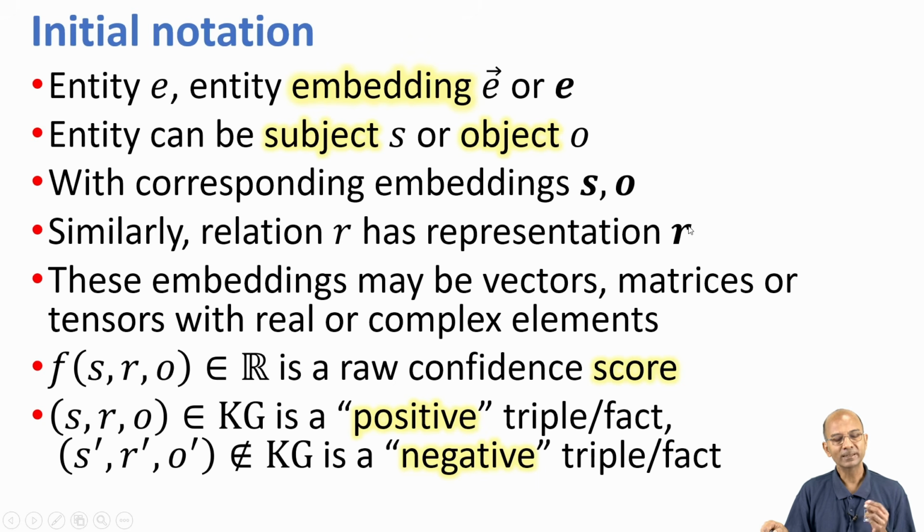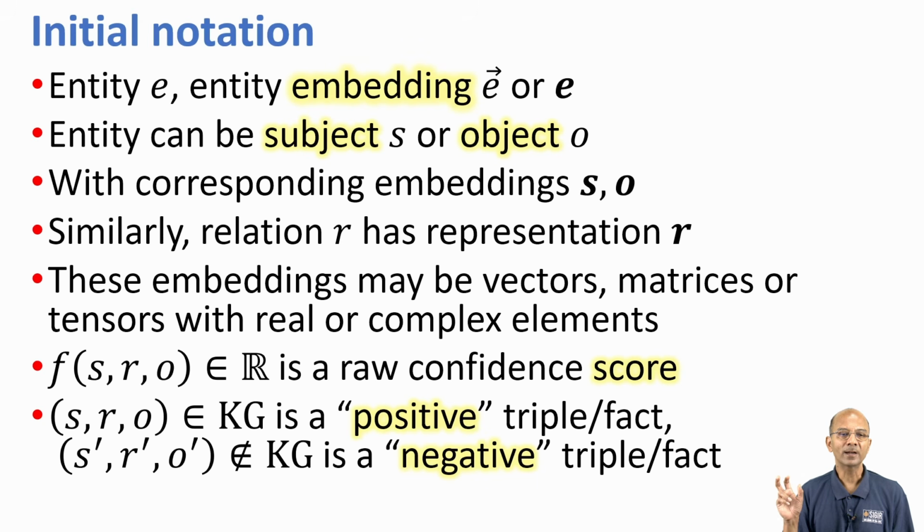Now, depending on the exact nature of the model, the exact shapes of S, O, and R might change. In some cases, there may be vectors. In other cases, there may be matrices, and so on and so forth. Now, this function F will apply to S, R, and O given as inputs and output a real number. Generally speaking, this real number may be positive or maybe even not positive. It's a raw confidence score. It's not already a probability. To turn it into a probability, we may have to apply certain functions to it.